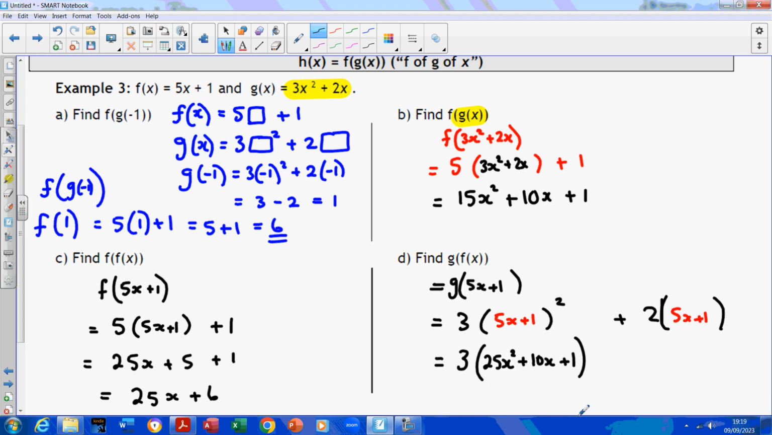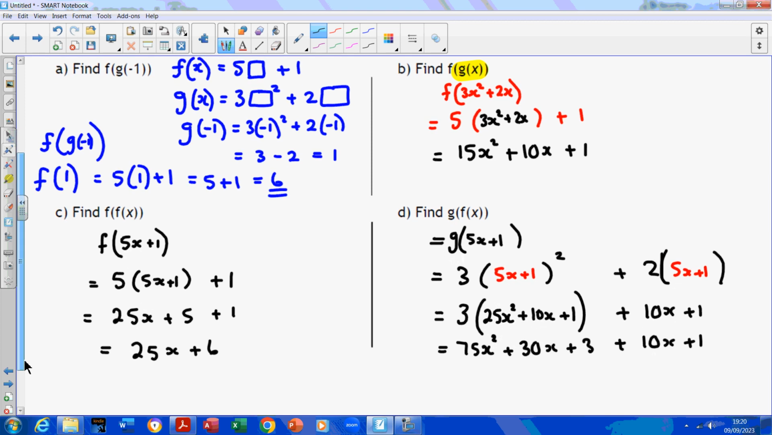It's important that you start to learn to do that because it cuts down all the work that you need to do. Now 2 times 5x plus 1, I can do that easily. That's 10x plus 2. I've still got to multiply out this bracket here. So we've got 3 times 25x squared, that's 75x squared. And then 3 times 10x is plus 30x. And then 3 times 1 is plus 3. But don't forget, we've got a 10x plus 2 stuck on there at the end.